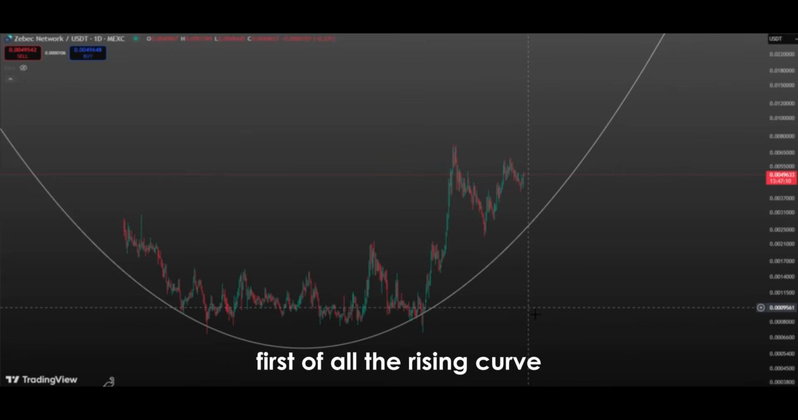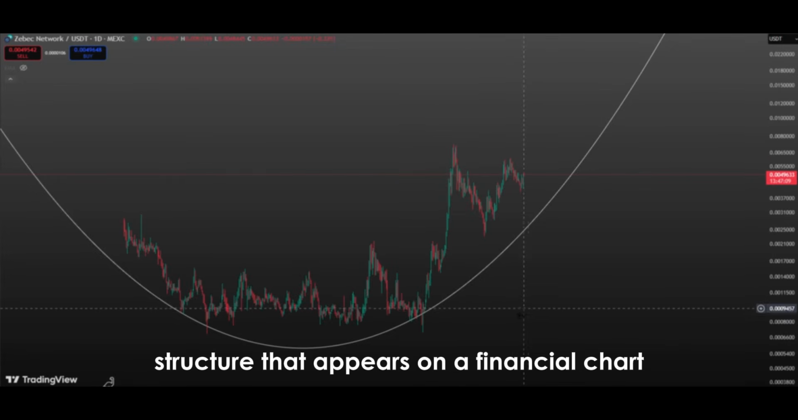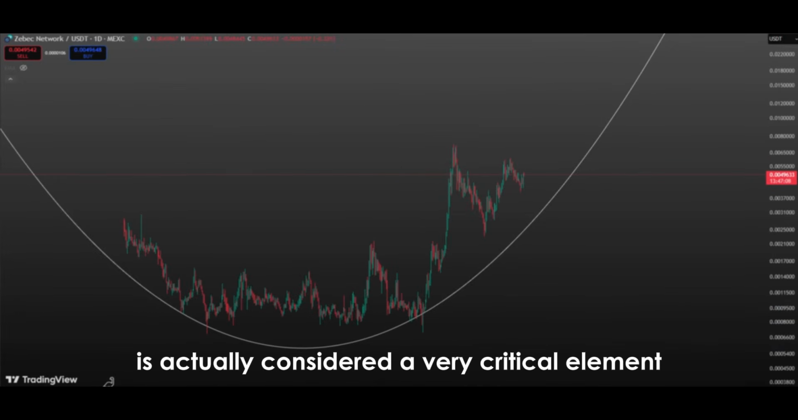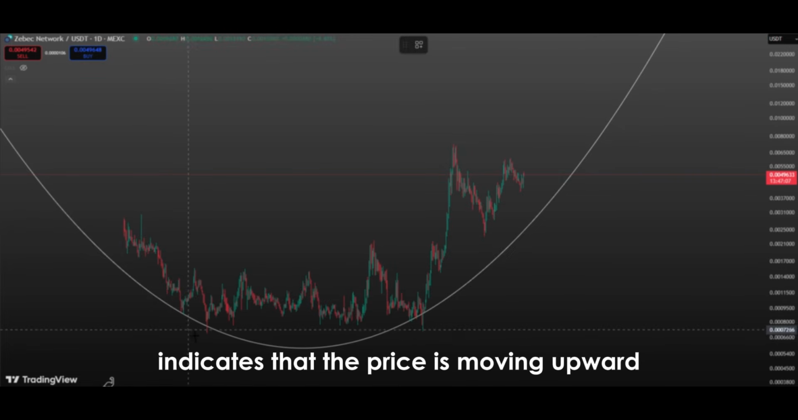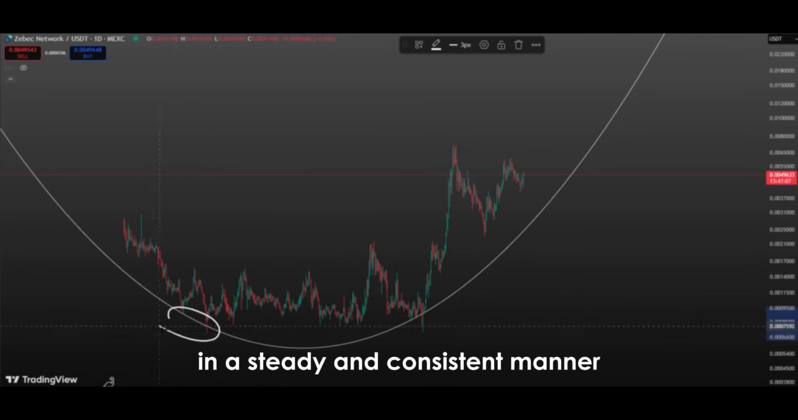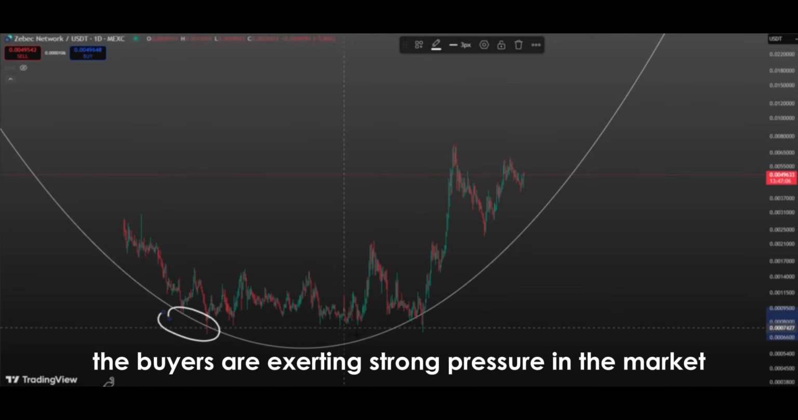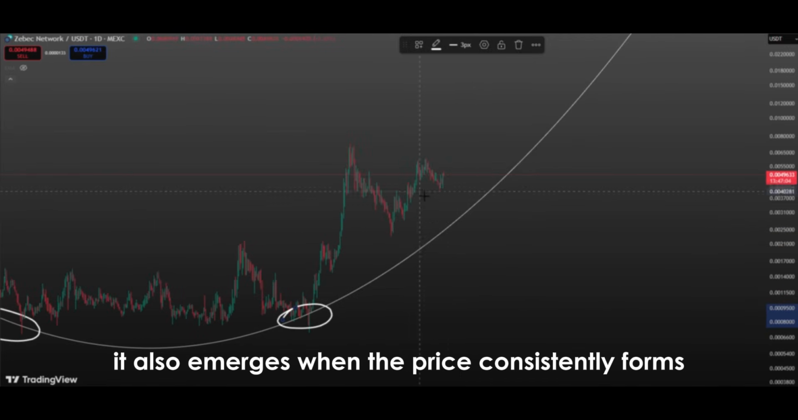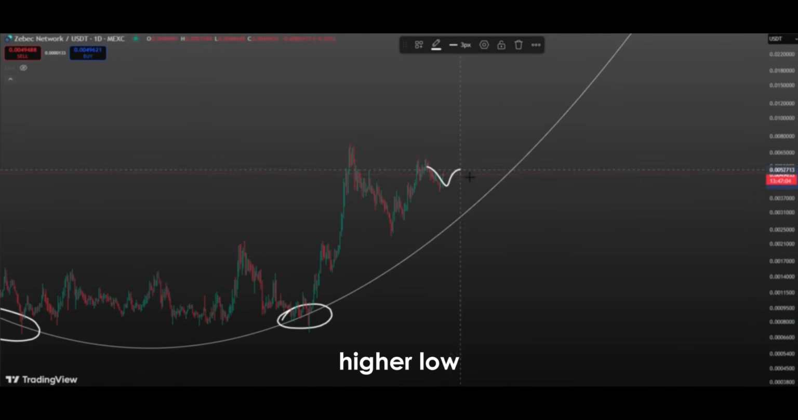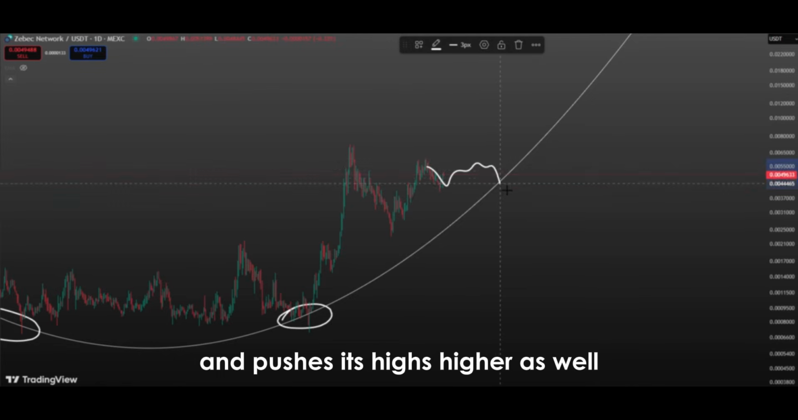First of all, the rising curve structure that appears on a financial chart is actually considered a very critical element in terms of technical analysis, because this structure indicates that the price is moving upward in a steady and consistent manner, meaning the buyers are exerting strong pressure in the market. A rising curve is not just a simple trend line. It also emerges when the price consistently forms higher lows and pushes its highs higher as well.